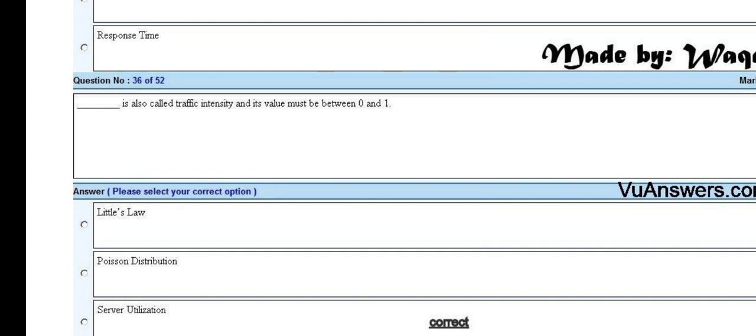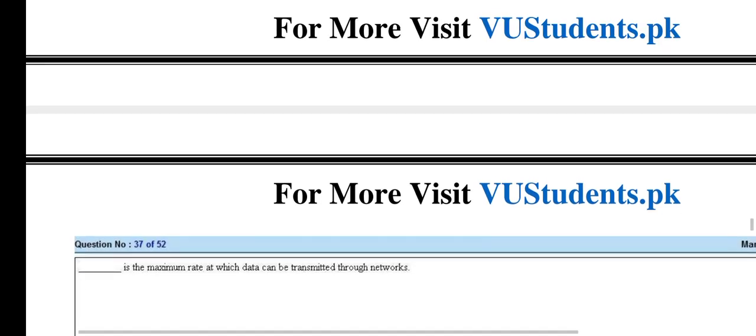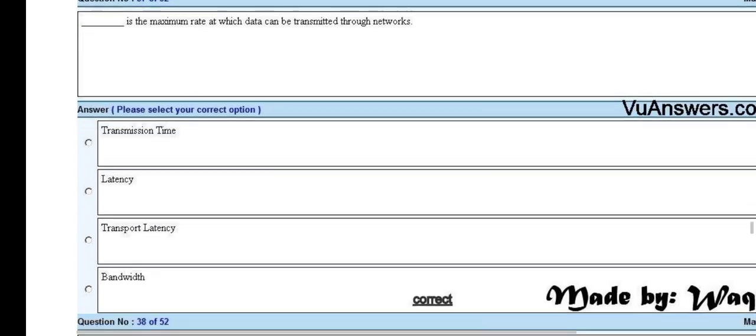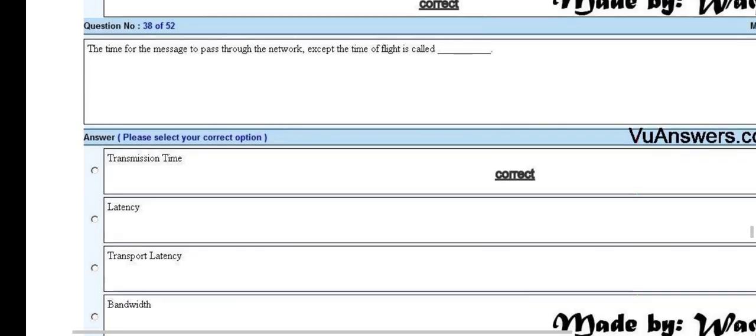Dash is also called traffic intensity. Server utilization. Dash is the maximum rate at which data can be transmitted through networks. Bandwidth. The time for the message to pass through the network, except the time of flight, is called transmission time.